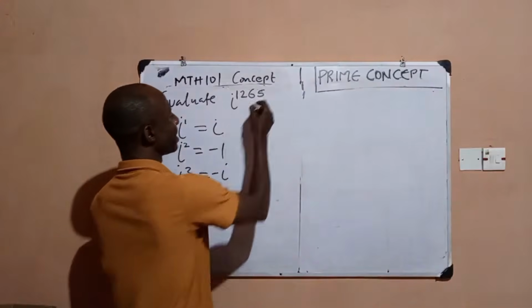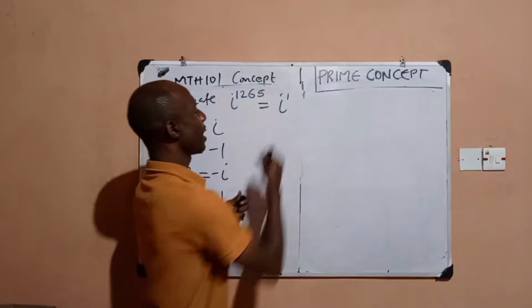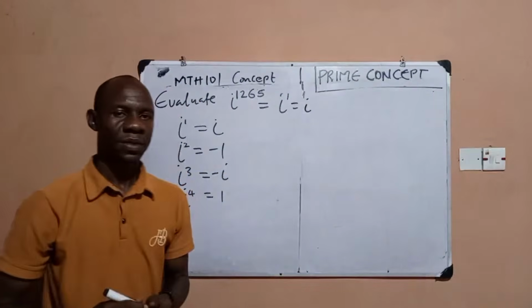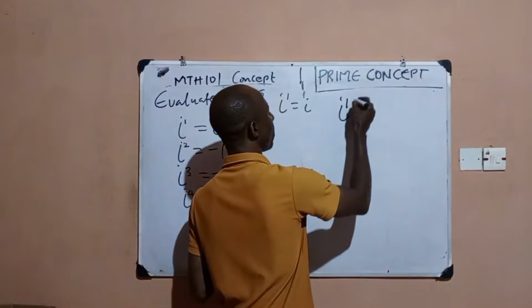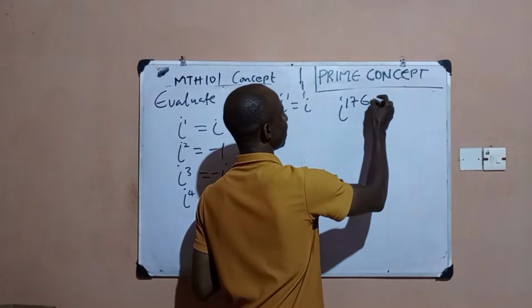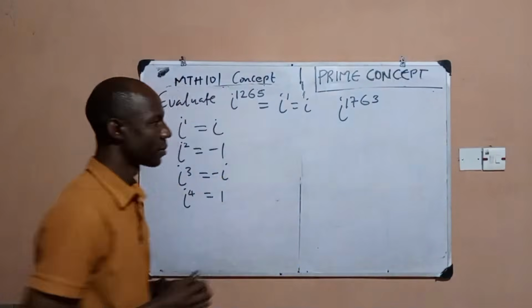So this whole thing is the same thing as i raised to the power of that 1 you are removing. And i raised to power 1 is what? i. I know it's clear, but I want to give you one more example. So you have i raised to power 1, 7, 6, 6, 3. Let's say this.